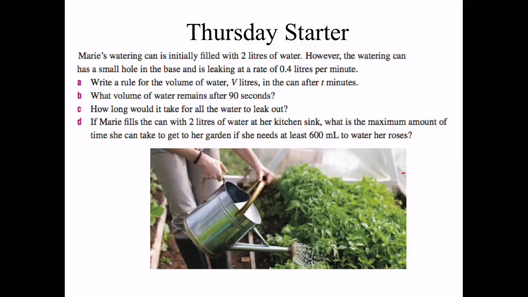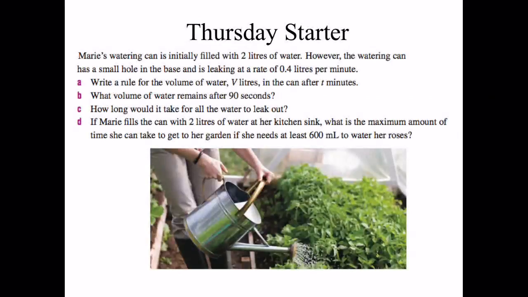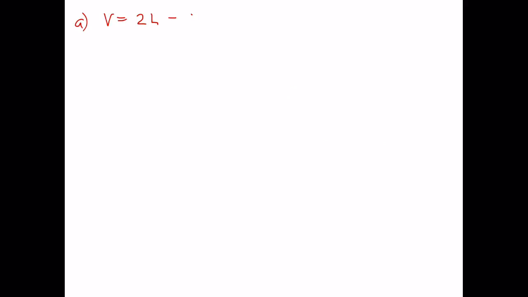Maria's watering can is initially filled with 2 litres of water. And the can has a small hole that leaks at a rate of 0.4 litres per minute. Write a rule for the volume of water, V litres, in the can after t minutes. Well, our equation is going to be V is equal to, the can holds 2 litres maximum, and every minute it loses 0.4 litres.